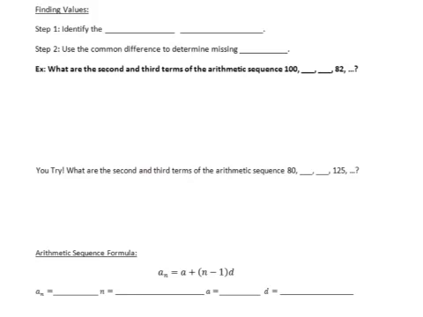Alright, so finding values. As you can see below, you're going to have a sequence. You're going to be told that it is an arithmetic sequence, and you want to find the terms in between. So if the problem tells you it's an arithmetic sequence, then the first thing you're going to want to do is identify the common difference. And then once you have that common difference, you're going to use it to determine your missing terms.